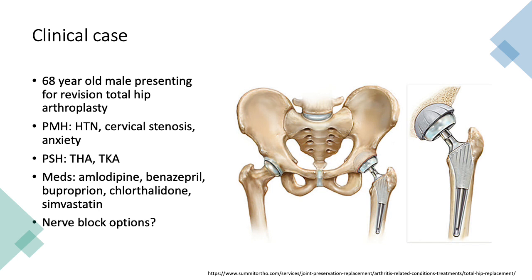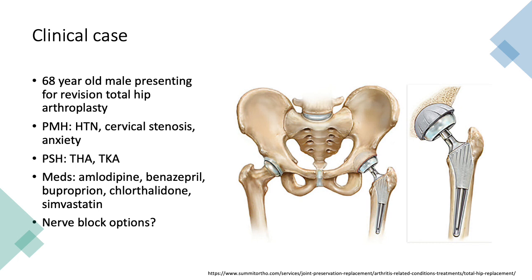The case is a 68-year-old male presenting for a revision total hip arthroplasty. His medical history includes hypertension, cervical stenosis, and anxiety, and he has had a prior hip replacement and knee replacement. His medications are as listed. What are the nerve block options available for this patient?